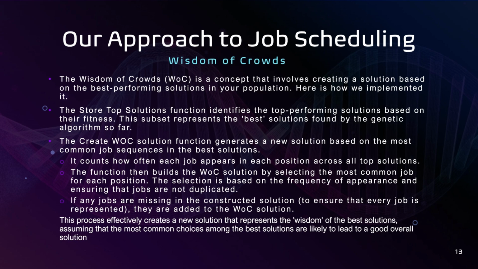It counts how often each job appears in each position across all top solutions. It then builds the WOC solution by selecting the most common job for each position. The selection is based on the frequency of appearance, ensuring that jobs are not duplicated. If any jobs are missing in the constructed solution, they are added to the WOC solution. This process effectively creates a new solution that represents the wisdom of the best solutions, assuming that the most common choices among the best solutions are likely to lead to a good overall solution.